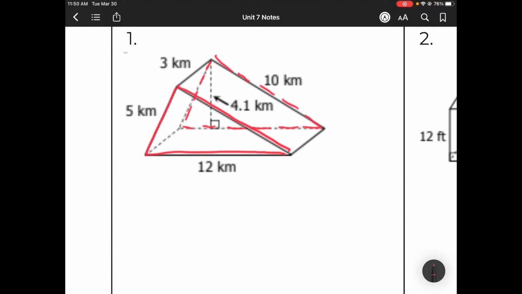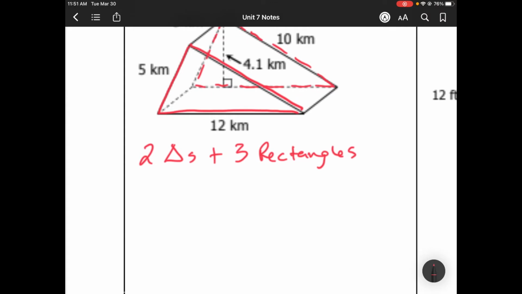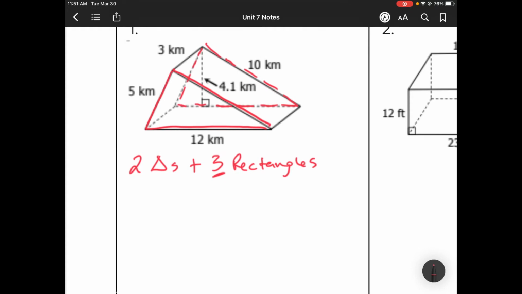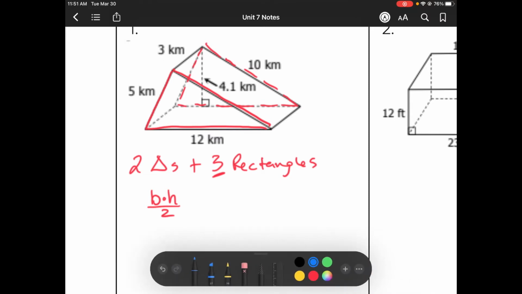So we have 2 triangles to get our total area. And then we have these 3 rectangles along each side. Okay, so we're just going to do the area of the triangle times 2, and then the individual areas of each rectangle. Since they're not exactly the same size, I can't just do the area of a rectangle times 3. These are 3 separate unique rectangles. Okay, so let's do the triangles first. Remember, area of a triangle is base times height, divided by 2.